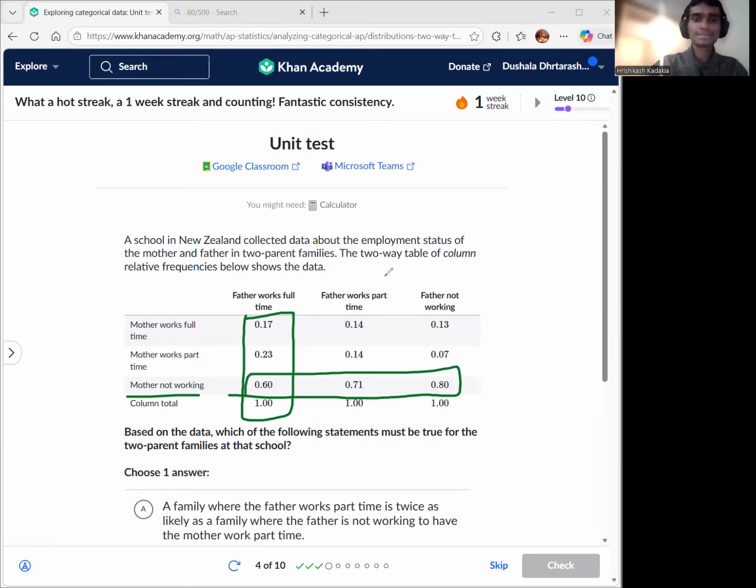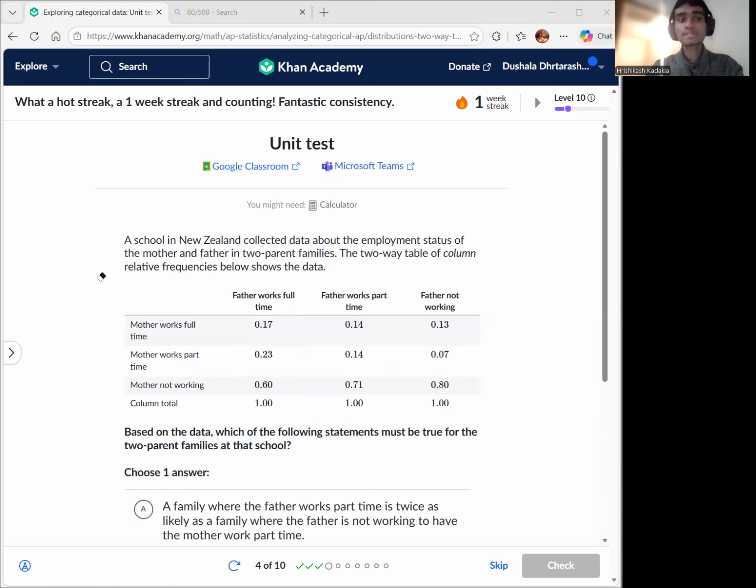Well, that doesn't make any sense, right? Because if we look at this correlation, we can say that given that the father is not working, 80% of the mothers will not be working, 13% of the mothers will be working full time, and 10% of the mothers will be working part time. But we can't say that, given that the mother is not working, 80% of the fathers will not be working, right? That's column relative frequency. Column relative means we go based on the column. So given that this column is true, this is this. Here we can say the column is the father working full time.